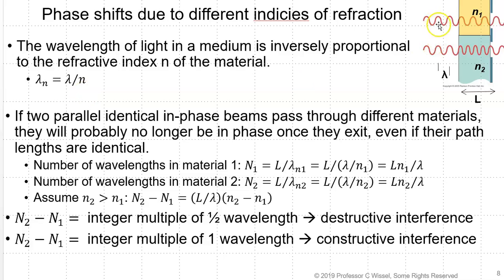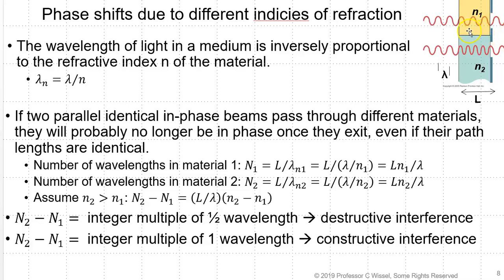And we're going to send two parallel, initially in-phase beams into these two different media. And when they come out, there's a very good chance they will no longer be in phase, even if their path lengths are identical. Why? Well, they'd have different media. If they have different media, they're going to travel at different speeds. On top of that, the wavelengths will change.